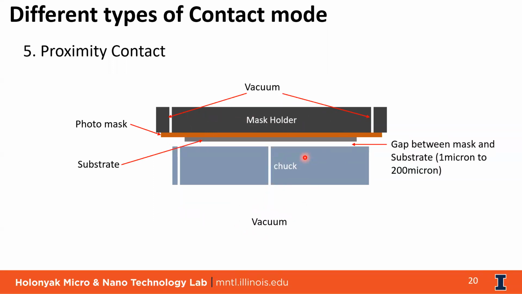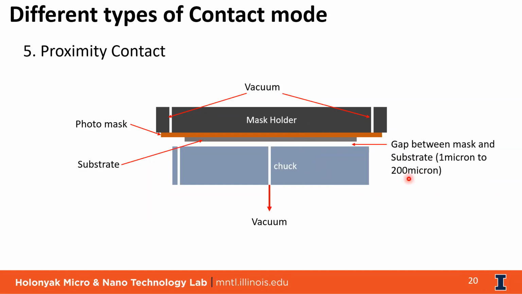The last one is called the proximity contact mode. In proximity, your substrate and the photomask will never make contact. Always between your substrate and the mask, there will be a gap. In EVG, you can control the gap between 1 micron to 200 micron, where you will never make contact between your substrate and mask.